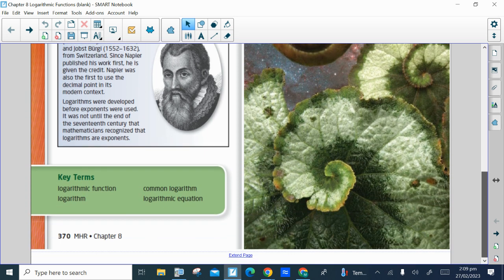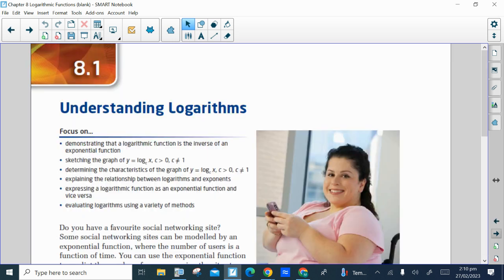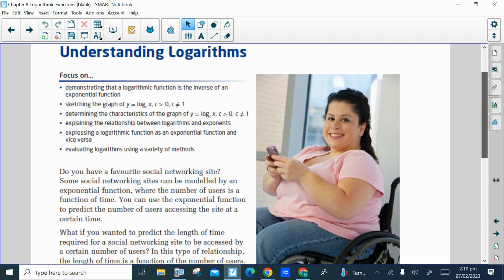So, some key terms. Obviously, we'll talk about logarithmic functions. We'll also talk about common logs, and then we'll get looking at logarithmic equations. So in this section, we'll demonstrate that a logarithm is actually the inverse of an exponential function. Right? So that's where the connection is.